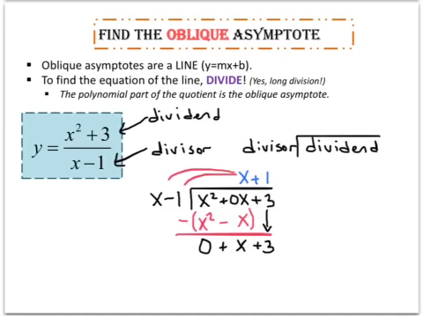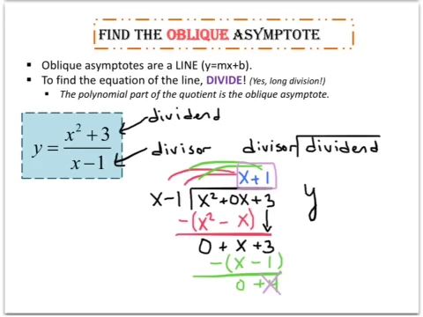And then I multiply that 1 back through. So I'm going to get x and then negative 1. Subtracting, I get 0. 3 minus negative 1 is 3 plus 1, which is 4. Now remember, we only want the polynomial part of our quotient, which means my oblique asymptote will only be represented by this part up here. I ignore the remainder. So my oblique asymptote will be y equals x plus 1.